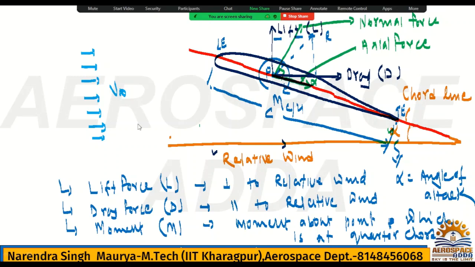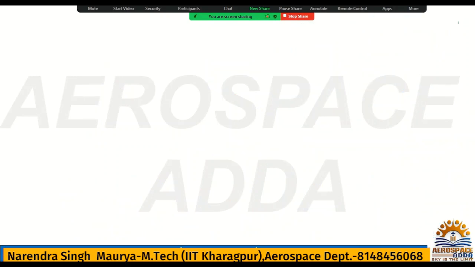Now separately I will write: axial force is denoted by A, and normal force is denoted by N. So this is the whole part I wanted to explain, because if you talk about aerodynamic coefficients, CL lift coefficient, drag coefficient, moment coefficient, first you will talk about the forces. From the forces you can get the moment, you can get the coefficients. Okay, done. Again I will redraw the small part of the airfoil here.